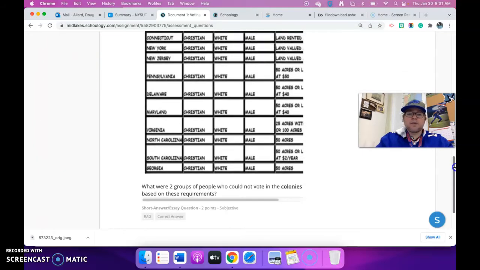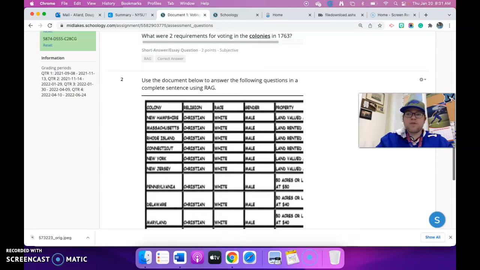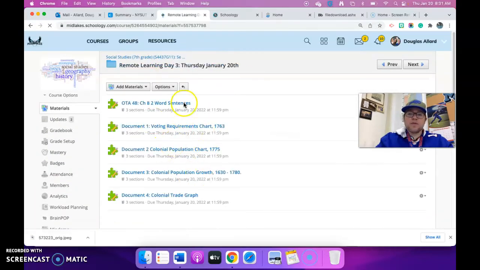Down at the bottom, same chart, what are 2 groups of people that could not vote in the colonies? So, who are people that didn't meet those qualifications? There's a whole bunch of different answers you could have there. This is also going to be made so you have to go in sequential order. Population chart, multiple choice. I'm not going to talk a lot about these. Use the chart to answer those questions. Tomorrow, we'll do a little bit more about what these charts mean, what they entail, etc.